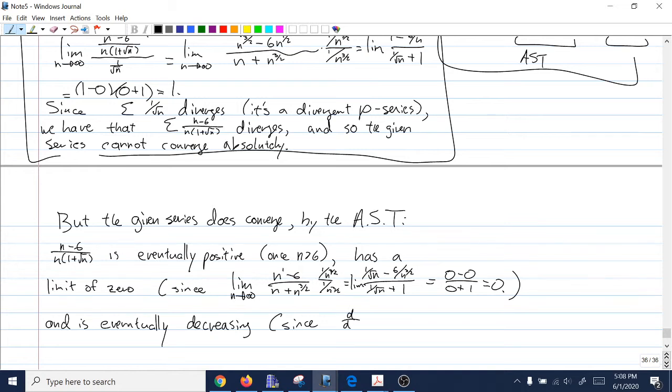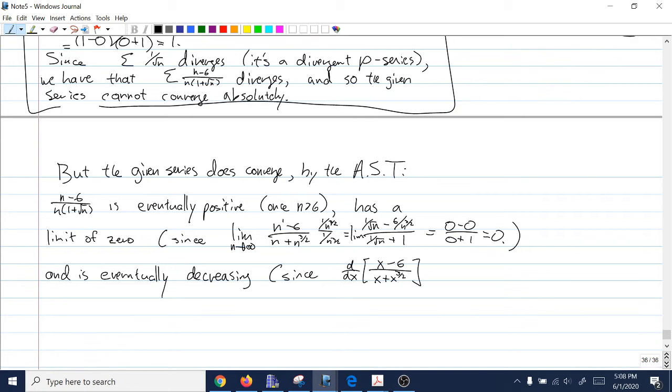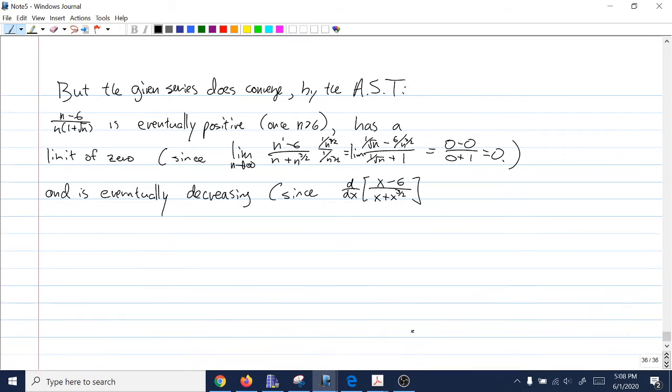The derivative with respect to x of (x minus 6) over (x plus x to the 3 halves). I sure hope it's easy to see that this thing is negative once I take the derivative. It's going to be pretty gross. I should probably do this off on scratch paper before I try and fold it into my paragraph. What's the derivative of this?